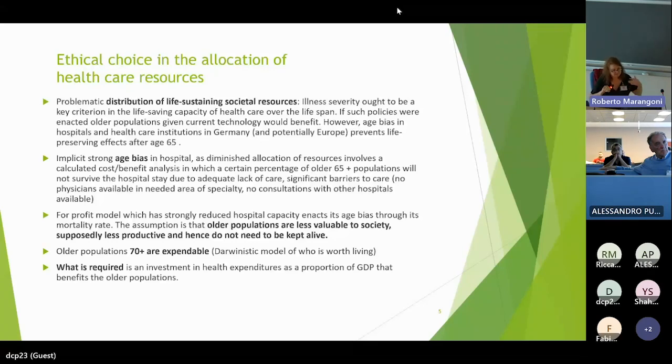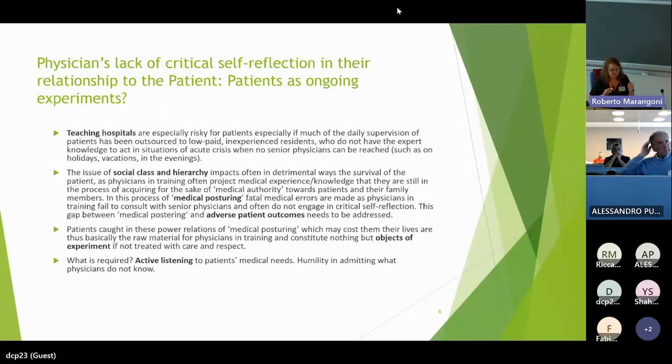So, and this clearly is a link to the for-profit model, but also to the assumption that older populations, which are likely to contract infections, are less valuable to society, are supposedly less productive, and hence don't need to be kept alive. They are expendable. So what would be required is an investment in healthcare resources.